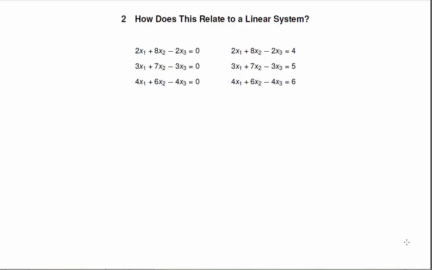So now we want to know, how do homogeneous systems relate to a corresponding linear system? So let's consider these two systems. The only difference between the two is that the first one's homogeneous and the second one isn't. We've just solved this first one here. We got that x1 is equal to x3, x2 was equal to 0, and x3 was our free variable.